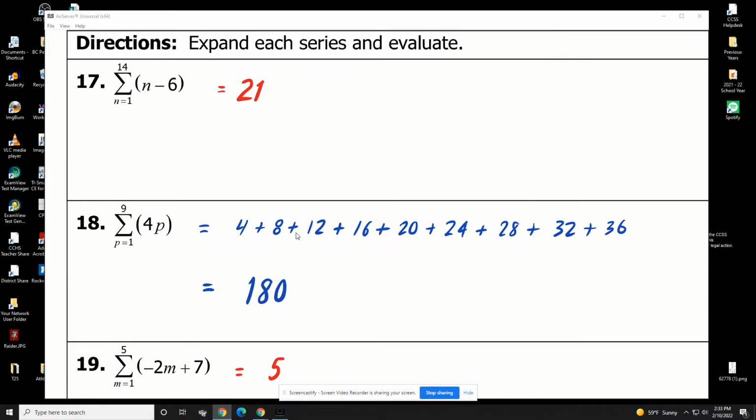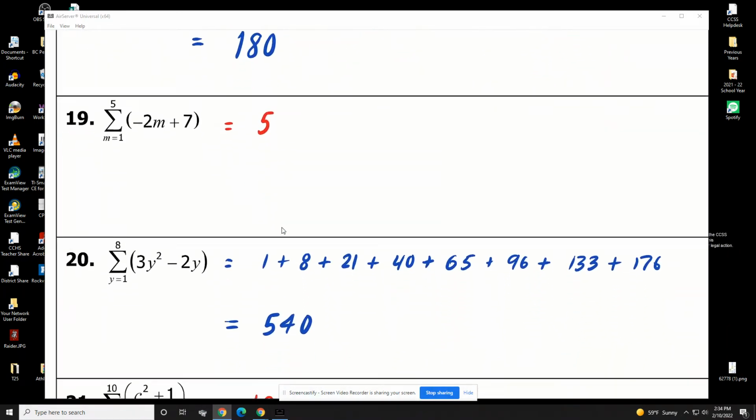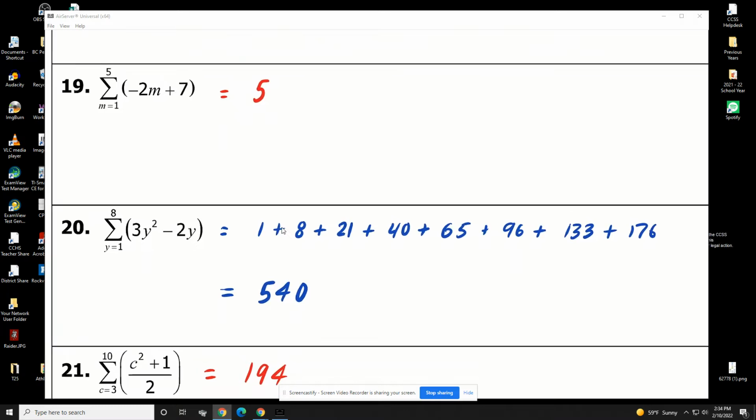Number 18, again, remember what it means to expand it is go ahead and show me all of the values that you get when you do terms 1 through term 9. So when I plug all those in, this is what I get. Of course, summation means we're going to take those values, we're going to add them all together and get 180. Again, please check in your calculator to make sure that you did this correctly. All right. Number 19, the answer was 5. Number 20, here you have it.